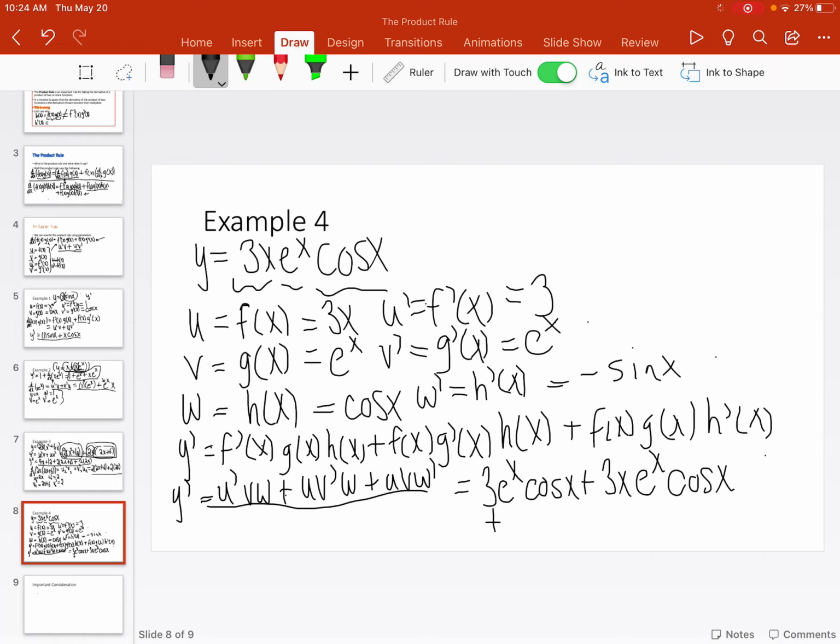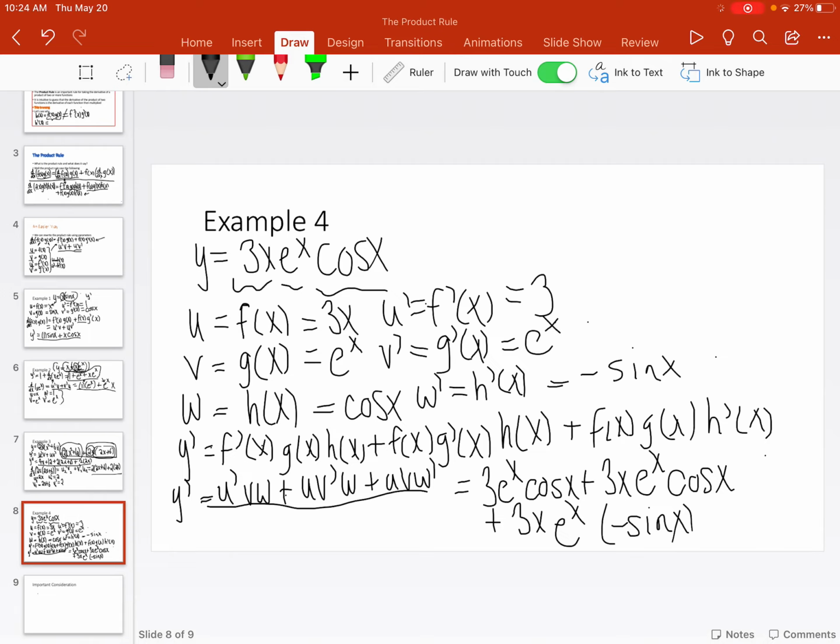Plus our third term, write it down here because I don't have space. Plus, well, what's u? Well, u is just 3x. What is v? Well, v is just e to the x. And what is w prime? Well, w prime is just negative sine x. I'm just going to put that in brackets, and you can move the negative sign and simplify it after. But there we go, we're done.